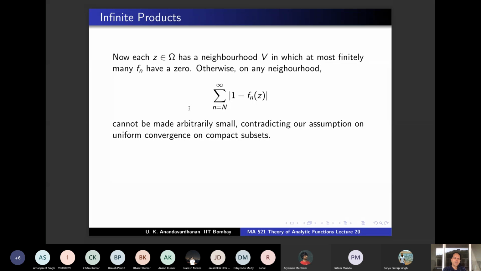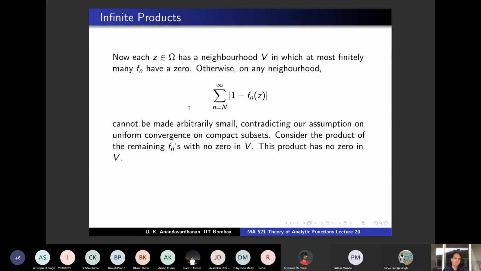Okay. So now at most finitely many fn's have a 0 on that V. So consider the product of the remaining fn's. Some of the fn's may have a 0; take all those together, and consider the remaining ones, which have no 0. That product has no 0 in V because each of the individual factors has no 0 in V. This is what we proved, right? An infinite product has a 0 if and only if at least one of the factors has a 0. So the product of these remaining fn's has no 0, and that's a holomorphic function. So this product has no 0 in V.